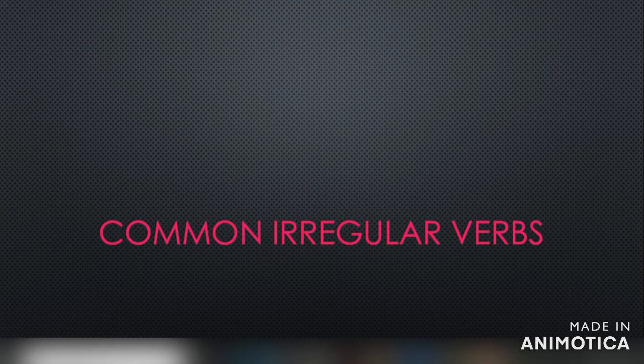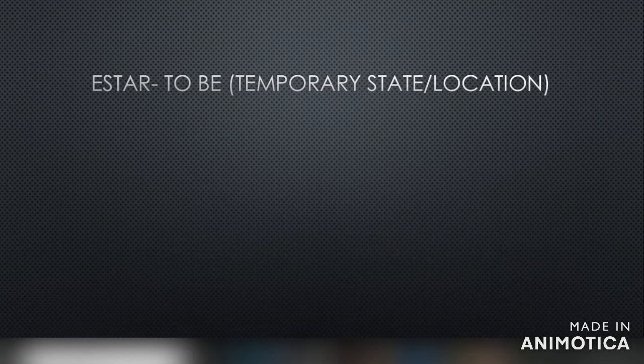Alright, now we're going to be looking at some common irregular verbs, but this time we're not going to be dealing with situations, just conjugations, so you'll be able to recognize them when you see them and be able to apply them when you need to. First one is estar, which means to be. This refers to be when used in a temporary state or when it's referring to location.